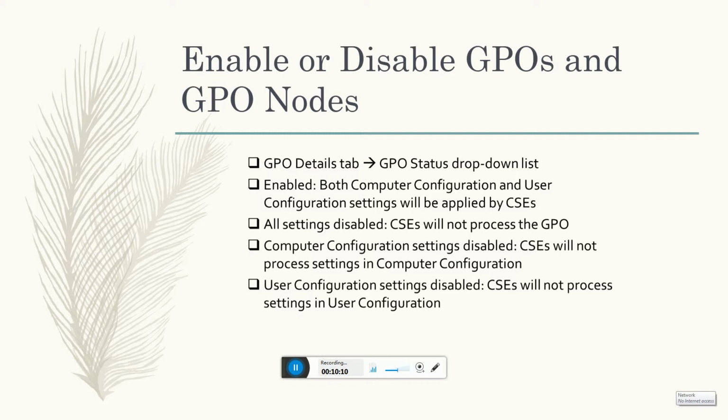In the GPO's details tab, the GPO status drop-down list offers the options. Enabled: both computer configuration and user configuration settings will be applied by the CSEs. All settings disabled: CSEs will not process the GPO. Computer configuration settings disabled: CSEs will not process settings in computer configuration. User configuration settings disabled: CSEs will not process settings in user configuration.